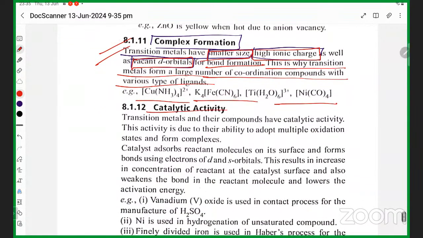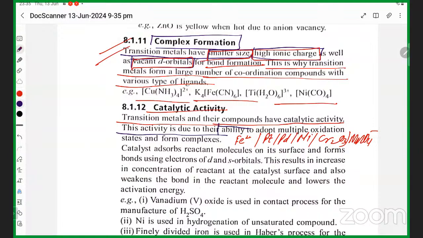Catalytic activity. Like Fe is there, Pt is there, Pd is there, Ni is there, Cr2O3 is there, MnO4 minus is there. They all act as catalysts. Transition metals and their compounds have catalytic activity. How? This activity is due to the ability to adopt multiple oxidation states. Why are they acting as catalysts? Because of multiple oxidation states.